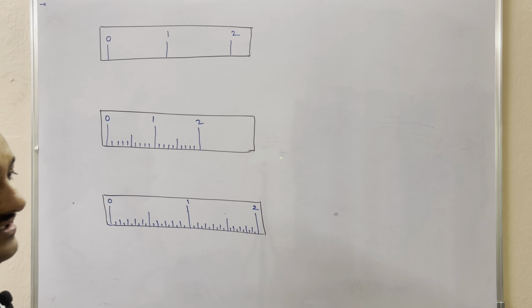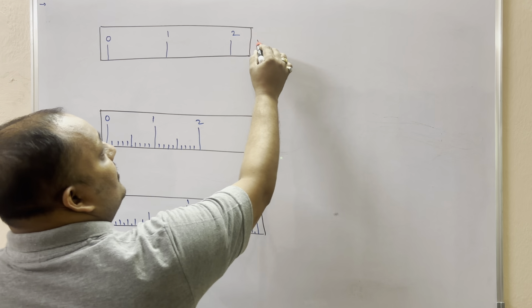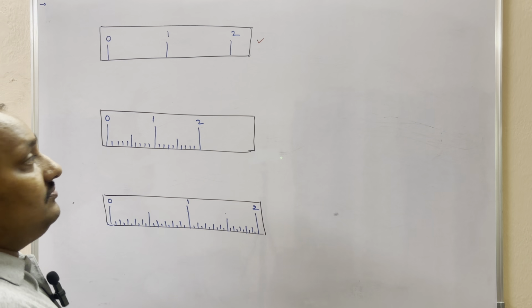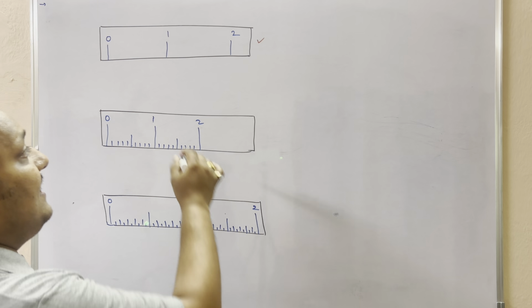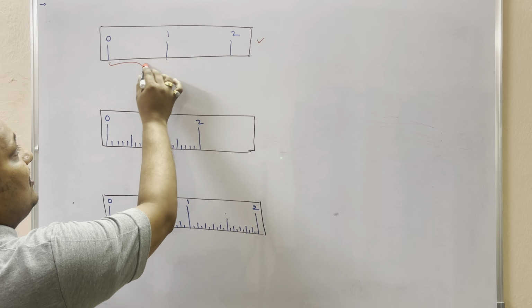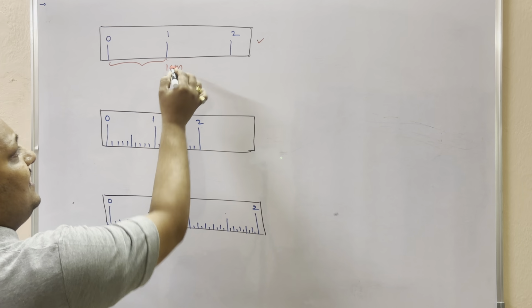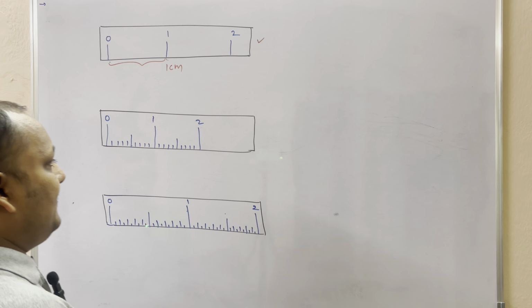So what is this division? How is it helpful for our measurement? Now, by using the scale, the least value we are going to measure is this: after 0, you got 1. Between 0 and 1, only one division is there. Therefore, the least value you are going to measure is 1 centimeter.